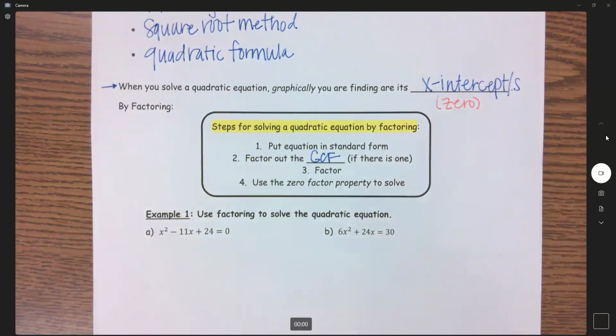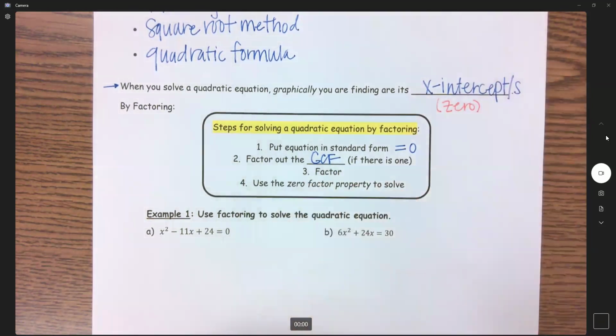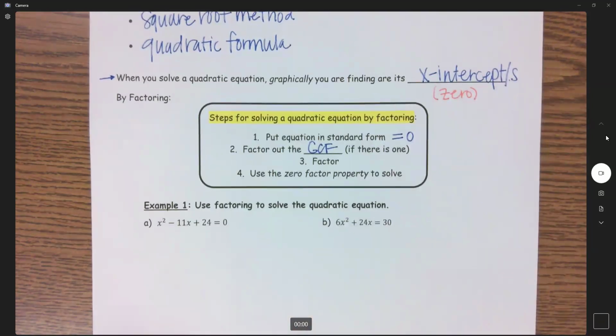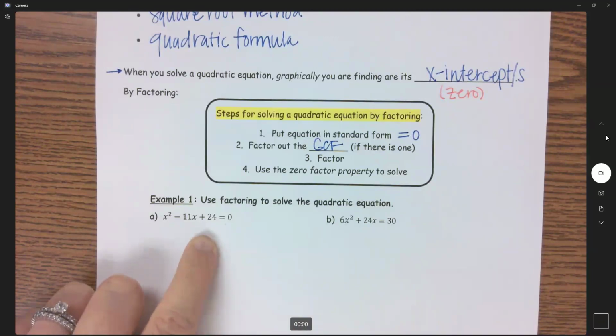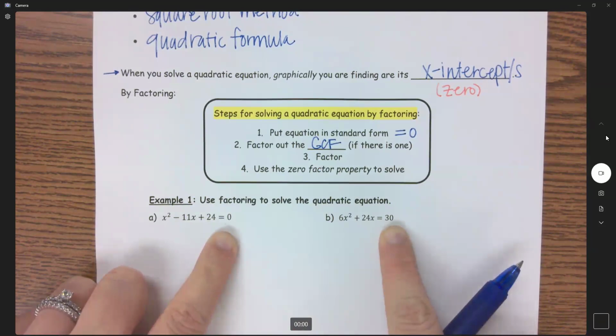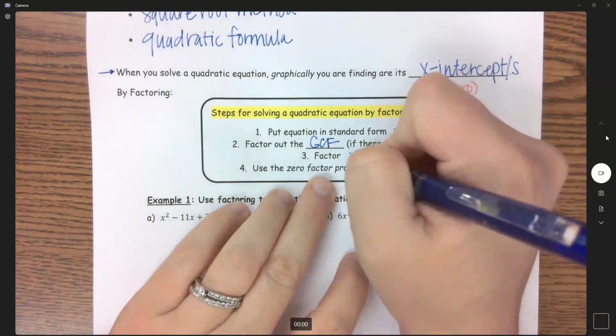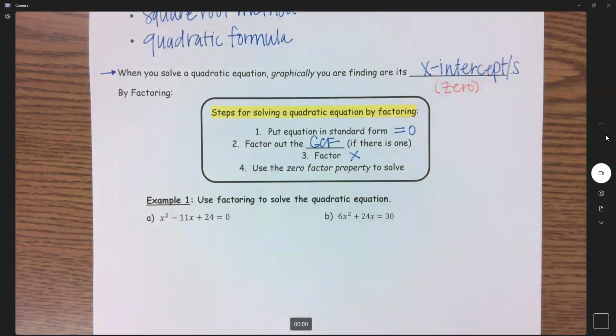So here are our steps when we solve quadratics by factoring. First, we need to put it into standard form, which means that the equation needs to equal 0. So for example, A is in standard form since it equals 0. B is not in standard form because it does not equal 0. The next thing I want to do, if I can, is factor out a GCF. Then we will factor, and we will factor by using the x. And then we will use our zero factor property to solve.